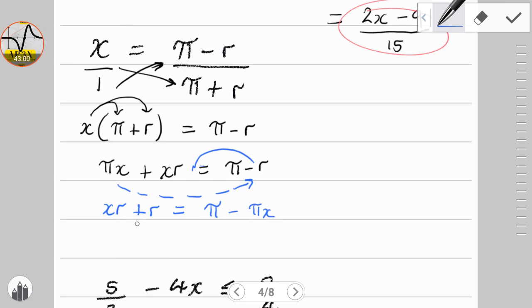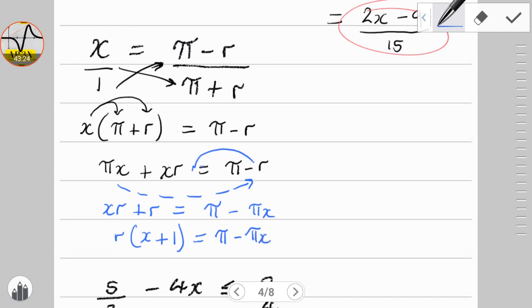All right, now we're going to be factoring the r because there's two of them and we're not allowed to add unlike terms in algebra. So xr cannot be added to r. We're going to factor out the r. Factoring out r divides into xr gives x times, and r into r goes 1 time. So that's r into r 1 times, and that's equal to pi minus pi x.